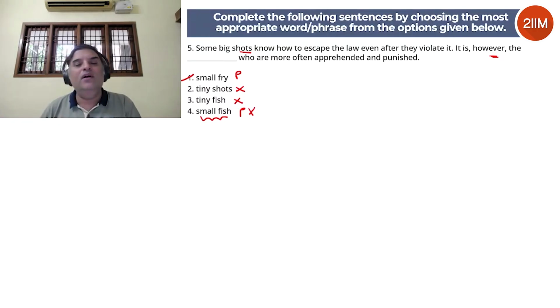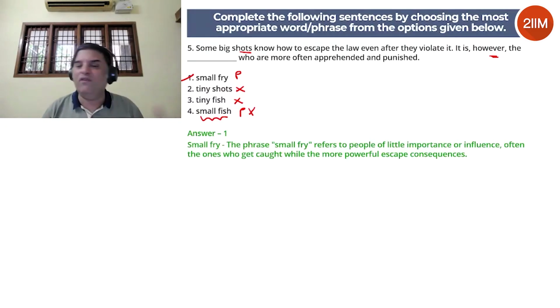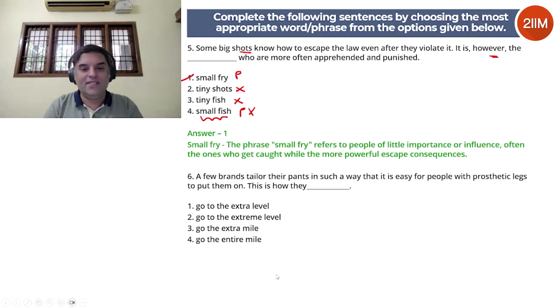So this is a tricky one. But small fry, because it's the more commonly used phrase, and also because small fish is used in a business hierarchical context, small fry better fits in. So again, the first two: people of little importance or influence, the ones who get caught while the powerful escape consequences. So very much related to number 5. Let's look at question 6.